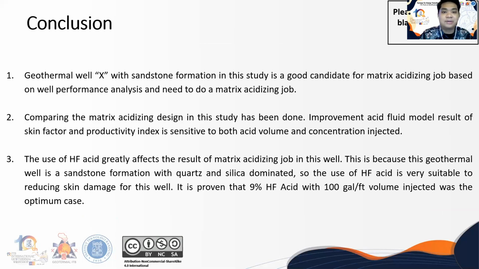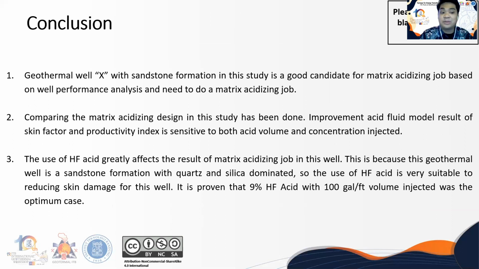My conclusion about this study is, first, geothermal well X with sandstone formation in this study is a good candidate for a matrix acidizing job, based on well performance analysis. Second, the comparison of matrix acidizing designs in this study has been done. The improvement from the acid fluid model in terms of skin factor and productivity index is sensitive to both acid volume and concentration injected. And the third one, the use of HF acid greatly affects the result of the matrix acidizing job in this well.